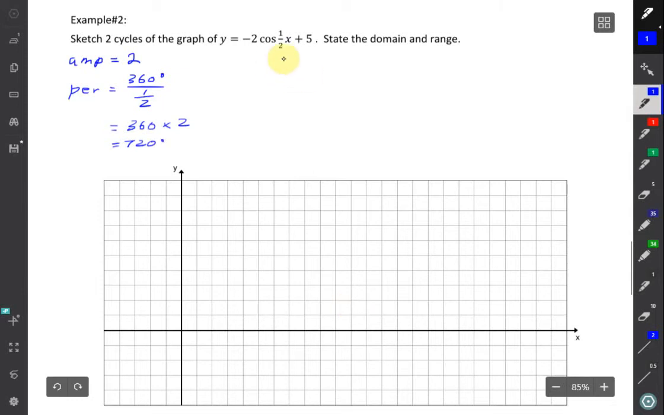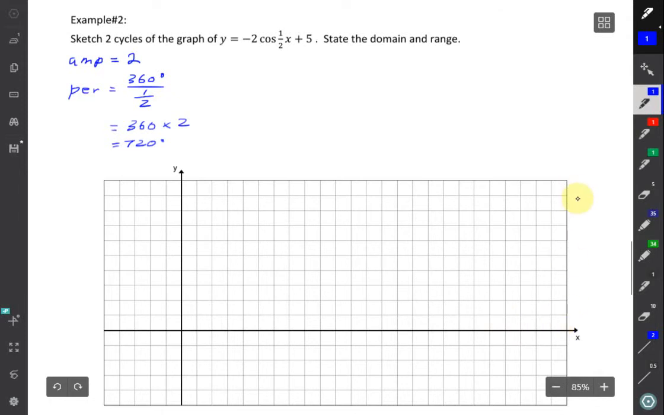We can also think of this as a stretch horizontally by a factor of 2, where the normal period of a parent function is 360. If we multiply that by 2, that's 720. Now we need to graph 2 cycles of this. I'd like this to fill up my graph here, so I'm just going to check how many squares there are. 11, 12, 13, 14, 15, 16. So there's 25 squares, so I can work with 24 as a nice even number.